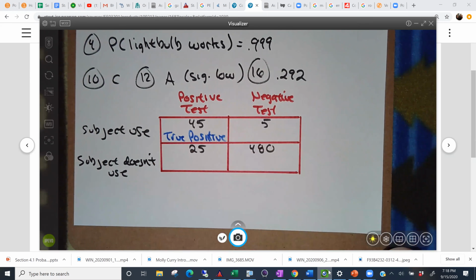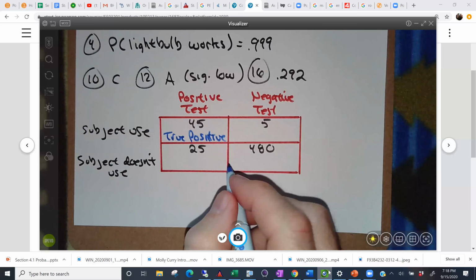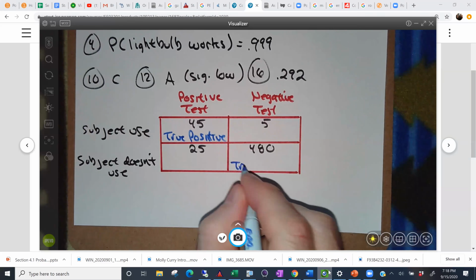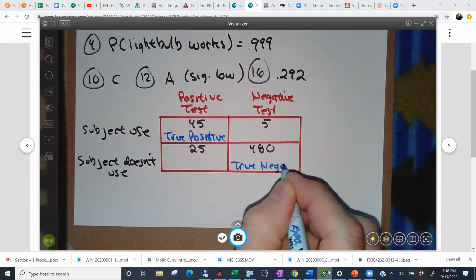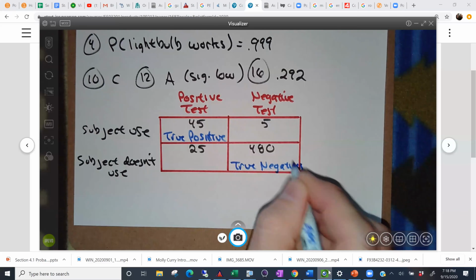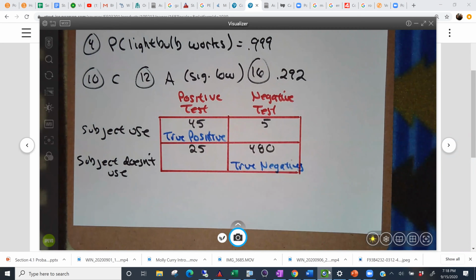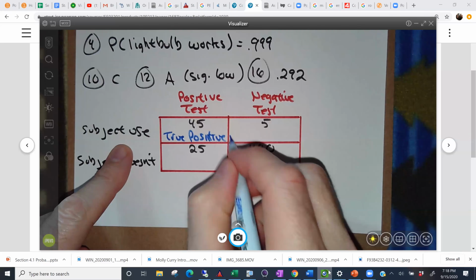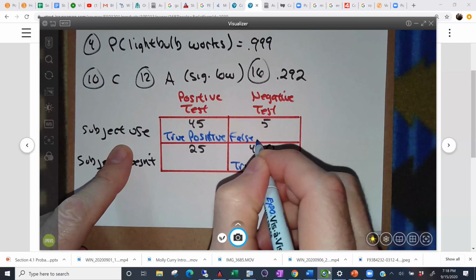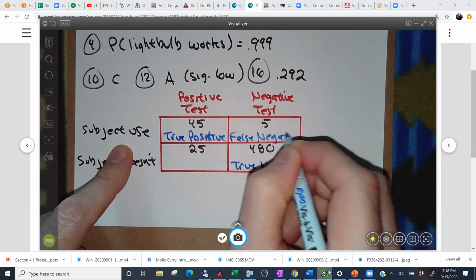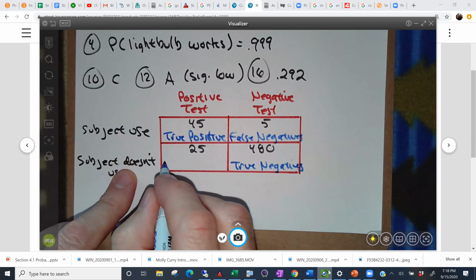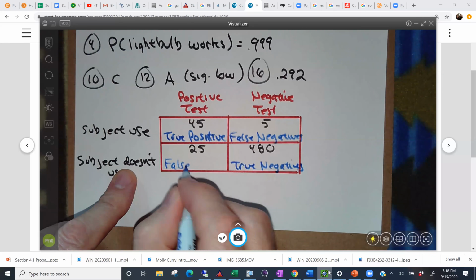Where's the other correct result? Just give me the number that corresponds to it. 480. 480, good. And these are true negatives. All right, so they don't use and they tested negative. That's what you want to see. Now, these people had false negatives, and these people had false positives.